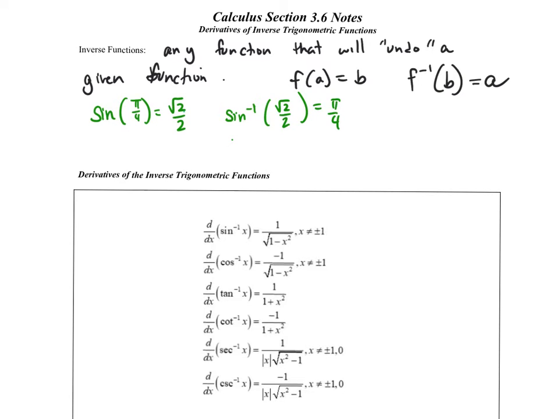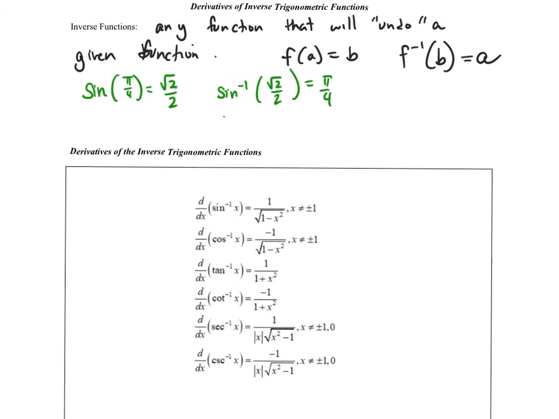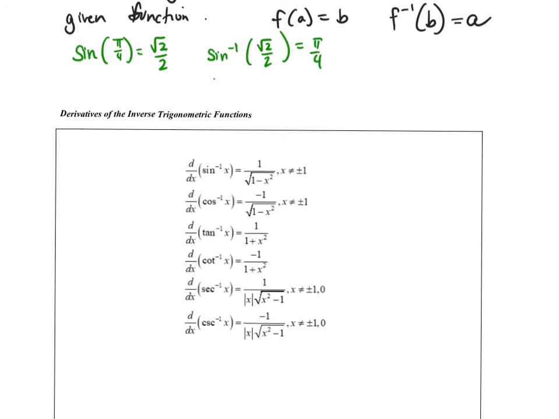So each of the inverse trig functions has a derivative, and they are listed here. So you can look at the rules. They're pretty different. The derivative of the inverse sine is 1 over the square root of 1 minus x squared. And this is just a general derivative. Obviously, you can have chain rule and everything else with it.